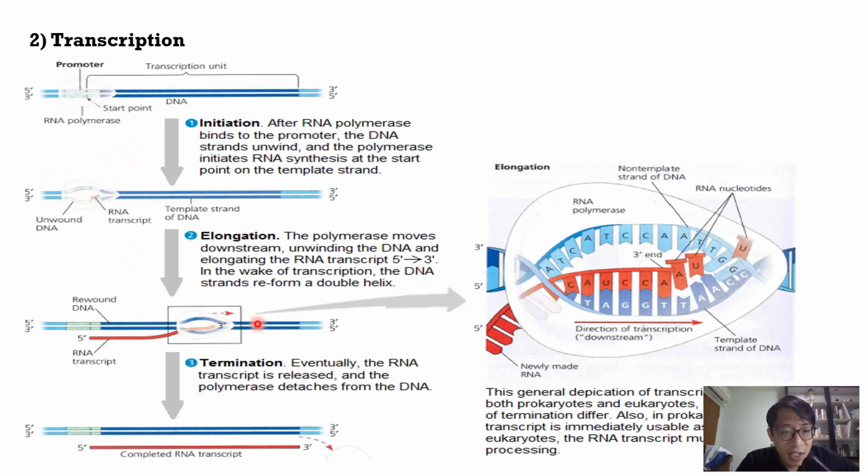And once the RNA polymerase reaches the terminator sequence, then transcription will stop. How the transcription stops is with a different mechanism again between the prokaryote and eukaryote. We call it the hairpin loop versus the polyadenylation signal. Okay, so this would be a summary of the transcription process.